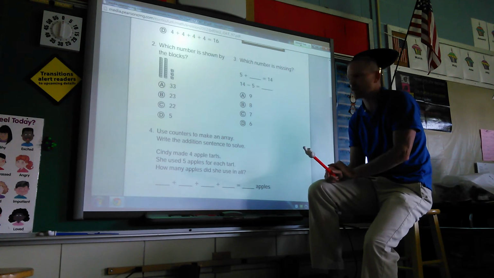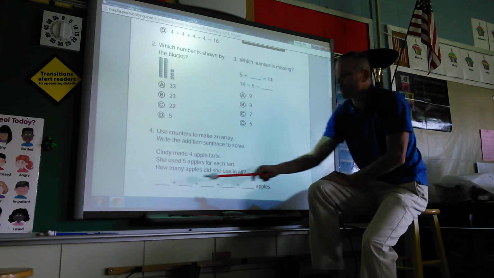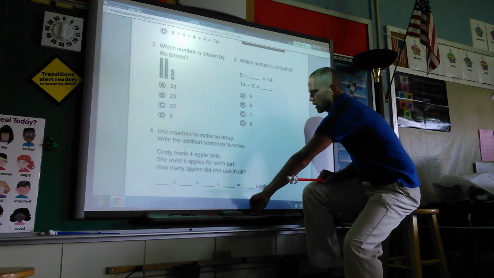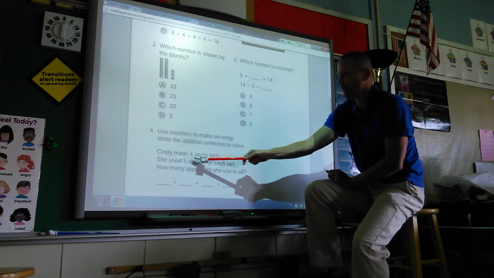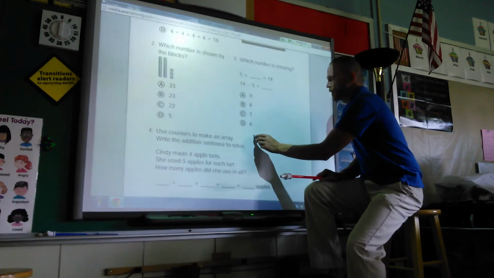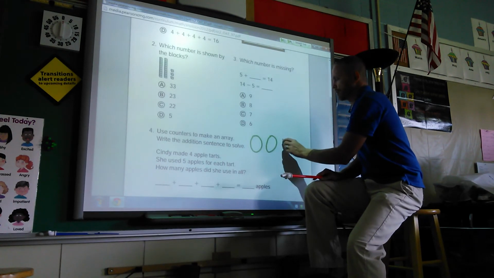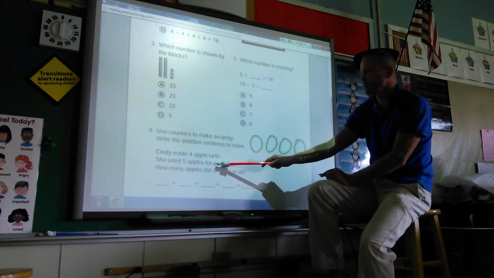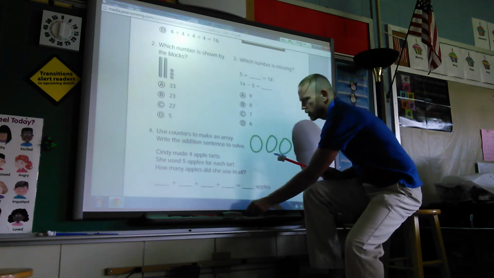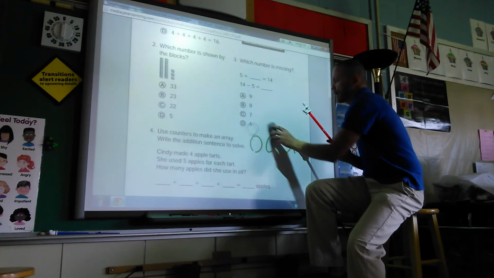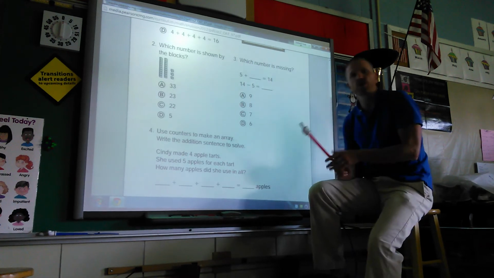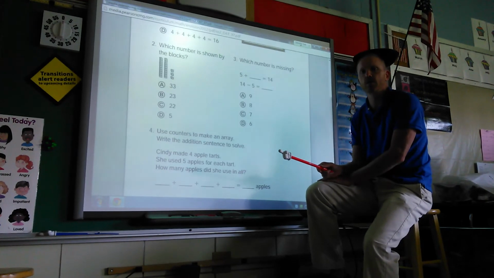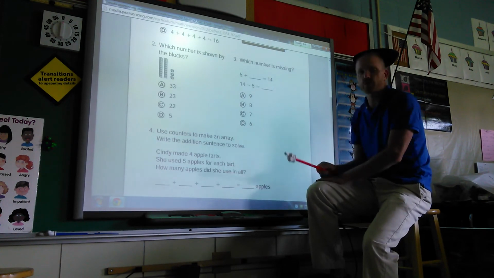The first thing they need to do is draw a picture, or they can understand that each one of these is a group. So they can draw a picture that says Cindy made 4 apple tarts, so they know they have to do 4 apple tarts. She used 5 apples for each tart. Okay, so I'm going to go ahead and stop this right now. And what I want you to do is pause this, and I want your child to figure this out on their own. And then unpause it, and we'll go through the answer.